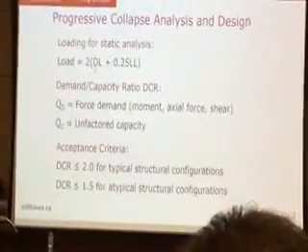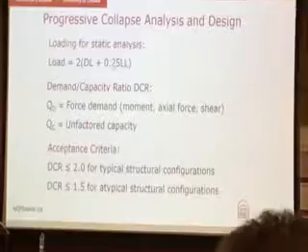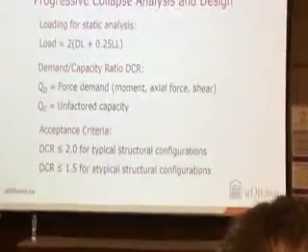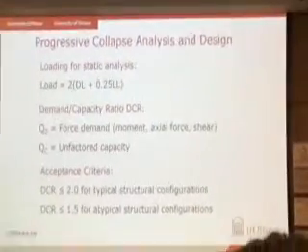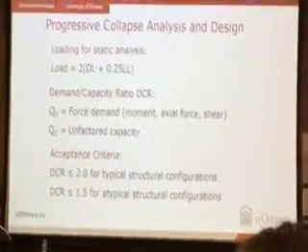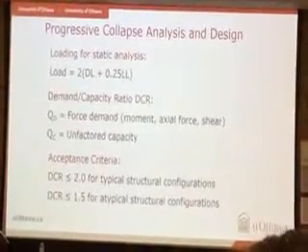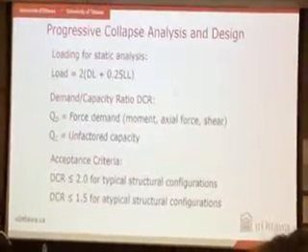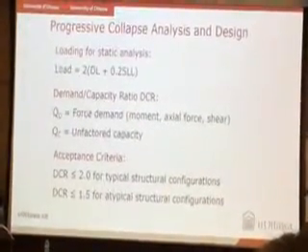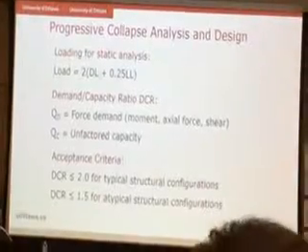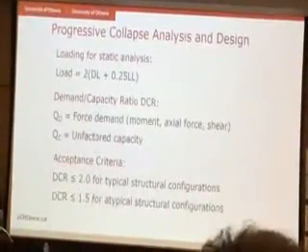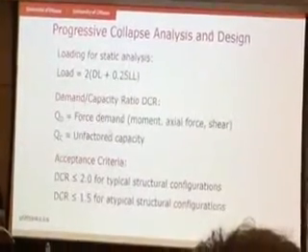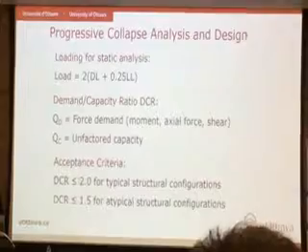So they say take dead load and 25% of live load, which may be present, okay? Multiply it by 2, because that is the maximum impact of the dynamic effect. Usually it is less, but this is a simple conservative approach. And then you calculate the demand capacity ratio. Demand is how much moment is generated under this load, and then you have the unfactored capacity, which is the nominal capacity from sectional analysis. And if it's less than 2, then you're okay.